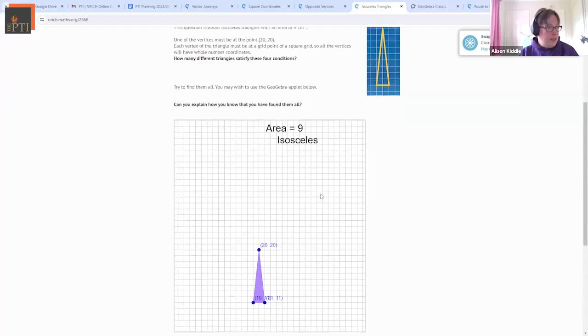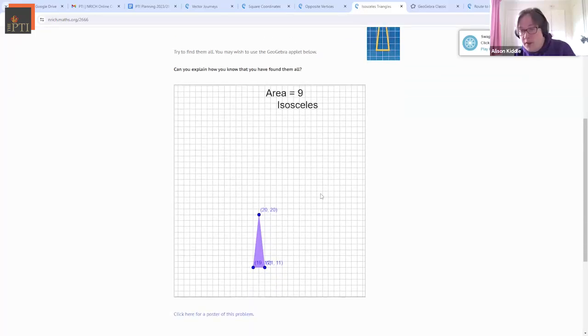Okay, I've been putting in some of the triangles that you found as you've been finding them. One thing I've noticed is that we've had quite a lot of triangles that are this sort of long, thin shape. They've got a base of 2 and a height of 9. So I know they'll have an area of 9 because base times height over 2 is going to give me 18 over 2, which is 9.